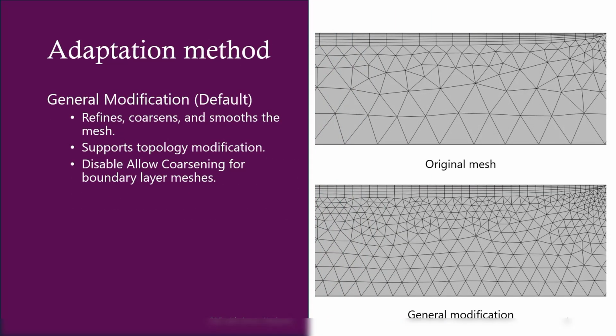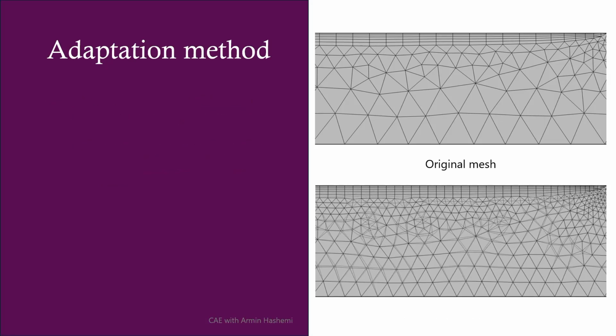COMSOL provides three adaptation methods for refining the mesh. The first method is general modification, which is the default option. It modifies the existing mesh by combining refinement, coarsening, topology changes, and mesh smoothing. This method offers the greatest flexibility. However, if your model contains boundary layer or other anisotropic elements, it is recommended to disable Allow Coarsening. Otherwise, the boundary layer structure may be degraded.